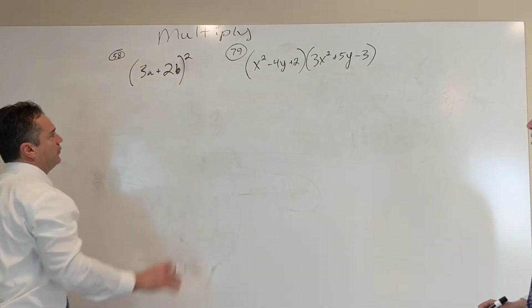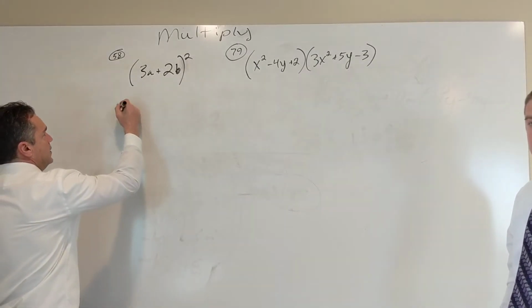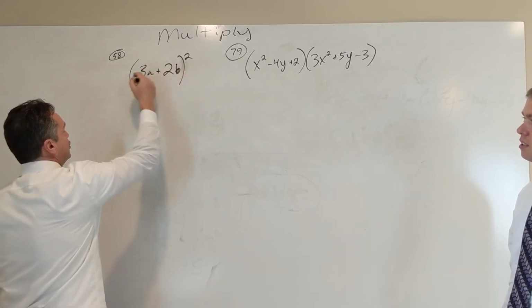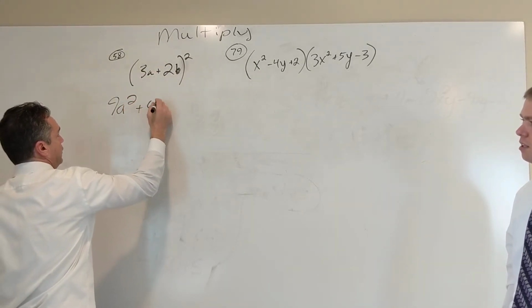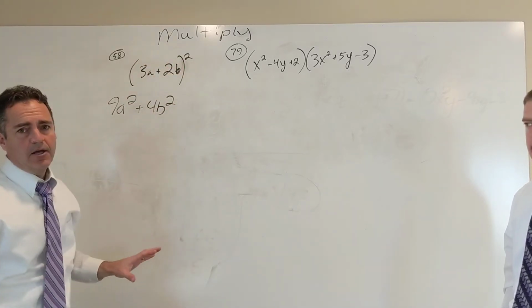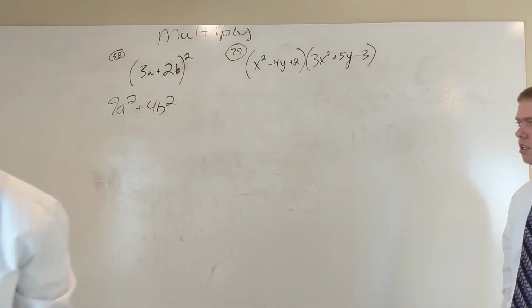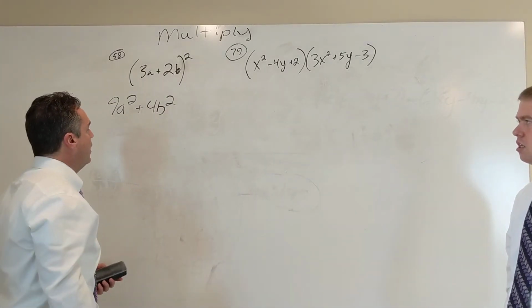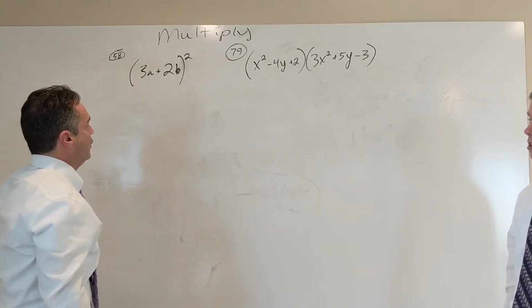So we have (3a plus 2b) squared here, and we talked about this in class. We cannot simply square everything in here. We cannot say this is 9a squared plus 4b squared. We can't apply the square to everything in there, because we talked about how when we multiply polynomials, we can't take the shortcuts like we do in the power rule when we have a monomial.